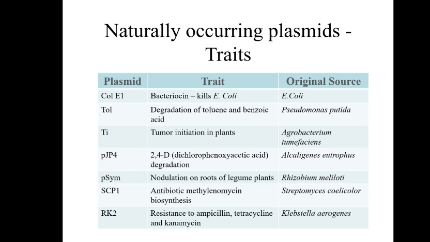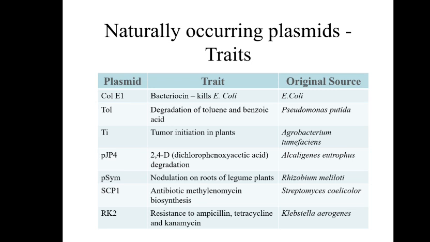These are some of the traits of naturally occurring plasmids. The plasmid col-E1, present in the bacterium Escherichia coli, carries the gene for bacteriocin, which helps the bacterium kill other strains of E. coli. The Tol plasmid helps the bacterium degrade toluene and benzoic acid; it is isolated from Pseudomonas putida. And the Ti plasmid, which stands for tumor inducing in plants, is present in the bacterium Agrobacterium tumefaciens.